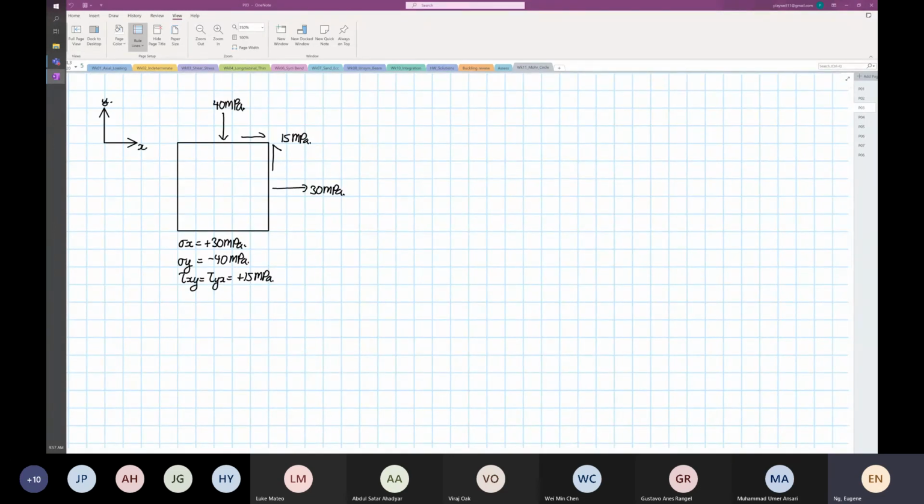What we're trying to determine here is the following. We are going to find the average normal stress, which, as mentioned earlier, is known as the center of the circle. The next thing we're going to find is the maximum in-plane shearing stress. I'm going to use this term, and I want you to get used to it.